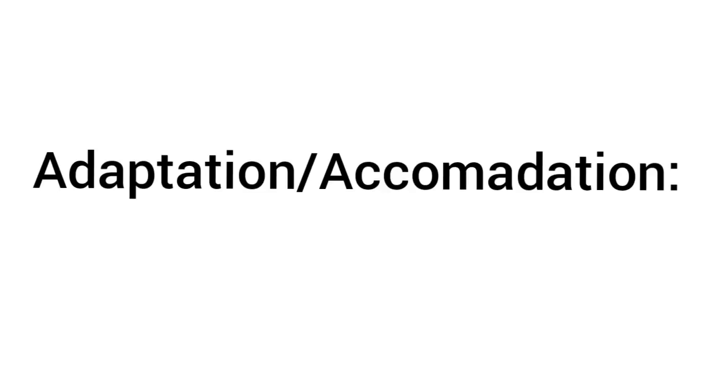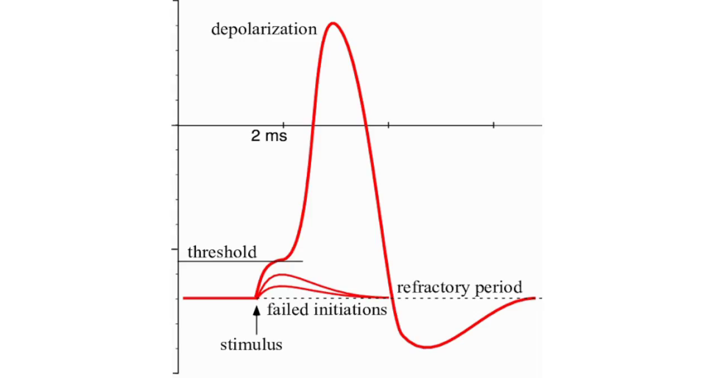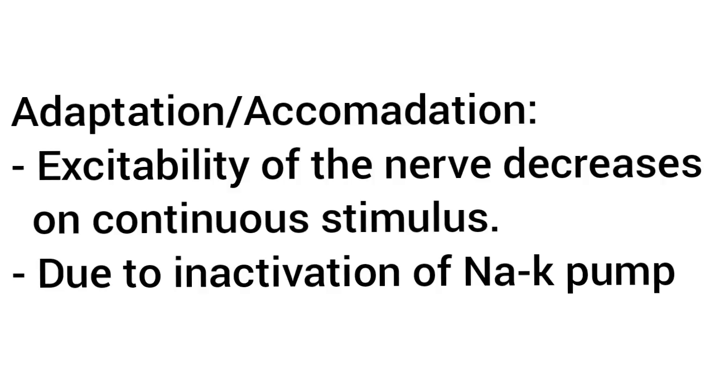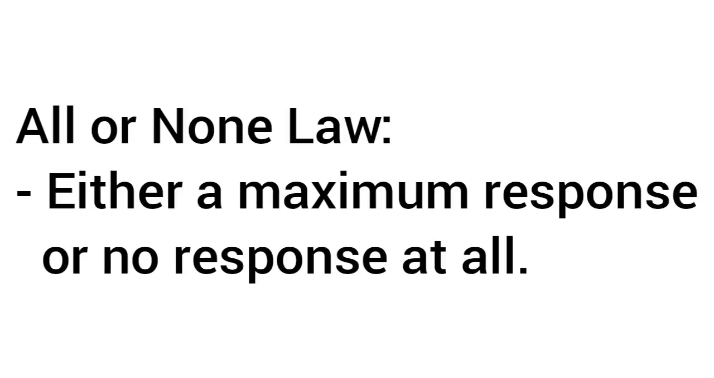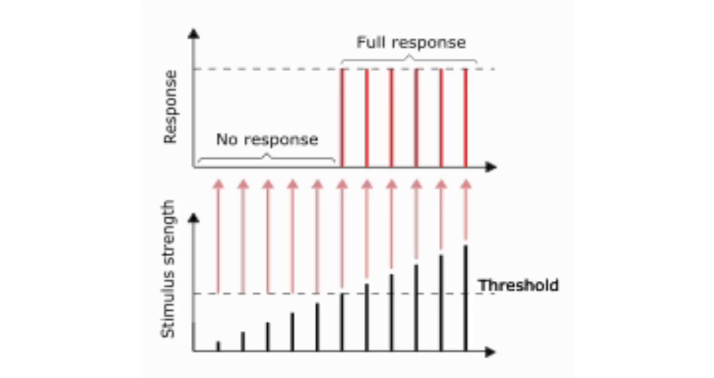Adaptation or accommodation: when there is continuous stimulus of a neuron, first the excitability increases, later the excitability decreases. This is because the sodium-potassium pump gets deactivated on continuous stimulation. Infatigability: the nerve does not get fatigued even on continuous stimulus. All or none law: when a nerve is stimulated, it gives a maximum response or it does not give a response at all. Now we'll see nerve degeneration and nerve regeneration.